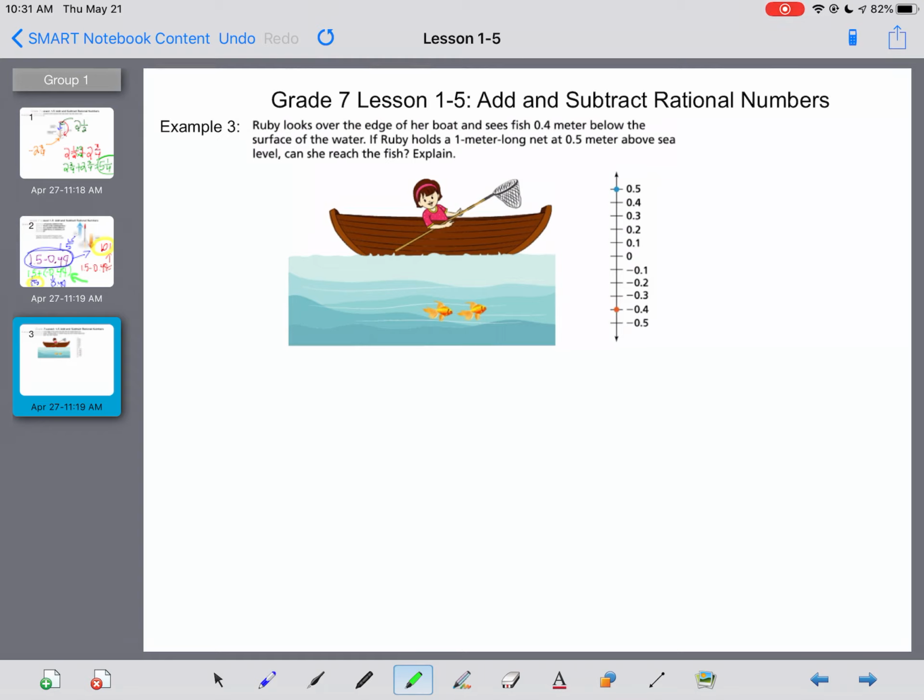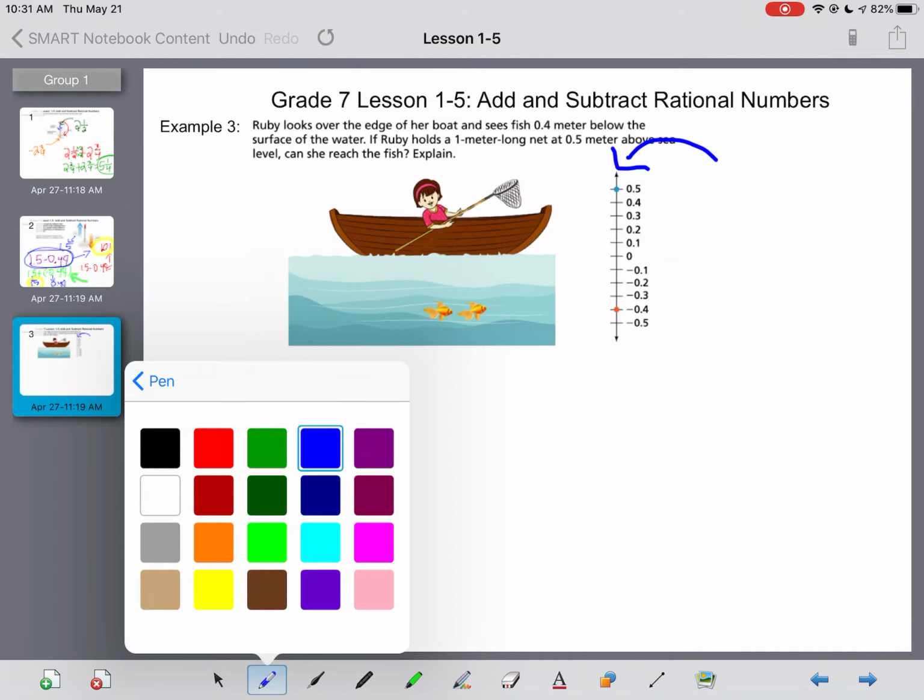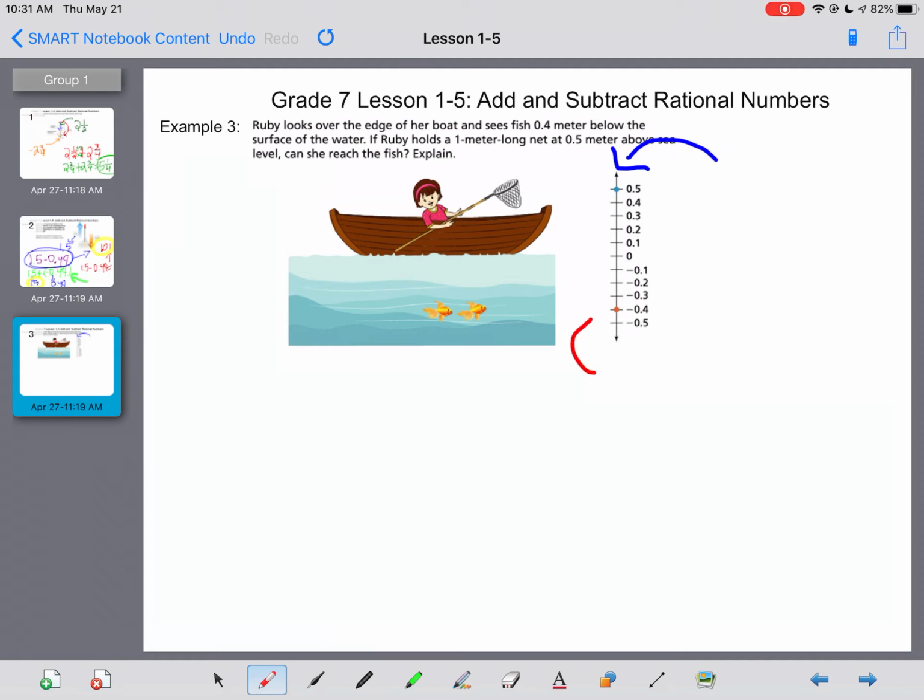Okay, last but not least, Ruby looks over the edge of her boat and sees fish 0.4 meters below the surface of the water. If Ruby holds a 1 meter long net at 0.5 meters above sea level, can she reach the fish? So let's see. She's about half a meter or 0.5 meters. That's the blue dot right up here. She is up here. And the fish with our red point, they're down here. We have to first see where her net starts, where her arms are right now in this picture. Her arms are right here. We have to figure out, can she reach it with this net?